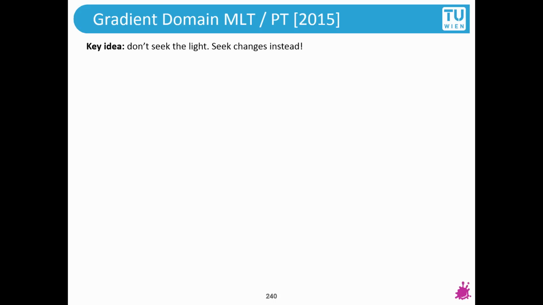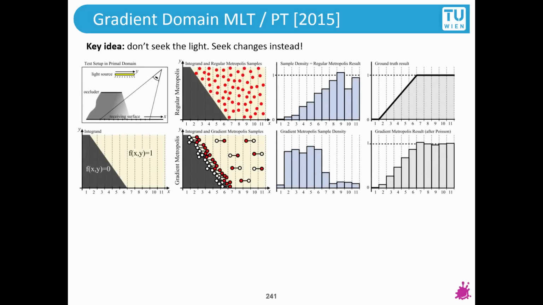So the key idea is that we are not seeking the light anymore, we're seeking changes. Now what does it mean? Take a look at the image on the upper left. It says that we're basically interested in this small region that is a hard shadow boundary. And below it, the image says that, let's say that whatever function we're computing is 0 in the shadow boundary and 1 outside.